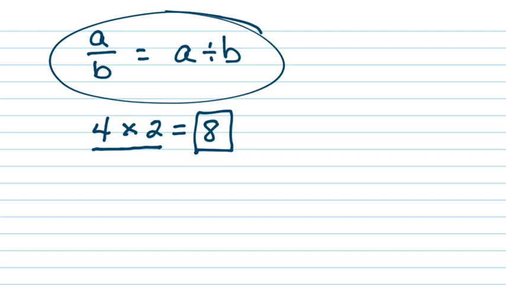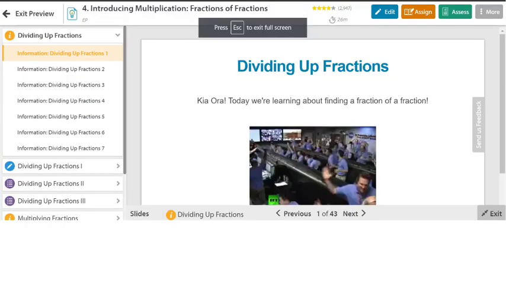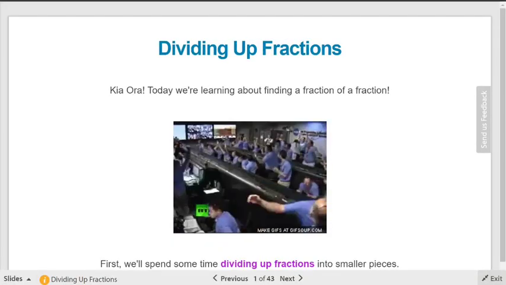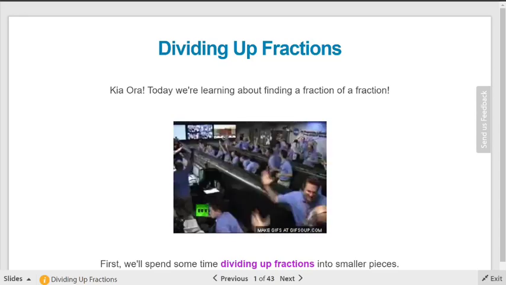All right. So let's look at an introduction to multiplication of fractions by fractions. Because what happens when you're multiplying fractions is you're actually breaking them into smaller pieces. So we're going to talk about taking a fraction of a fraction.